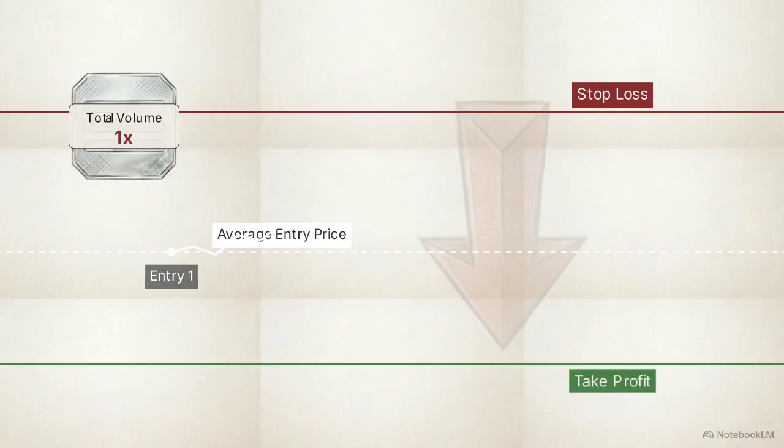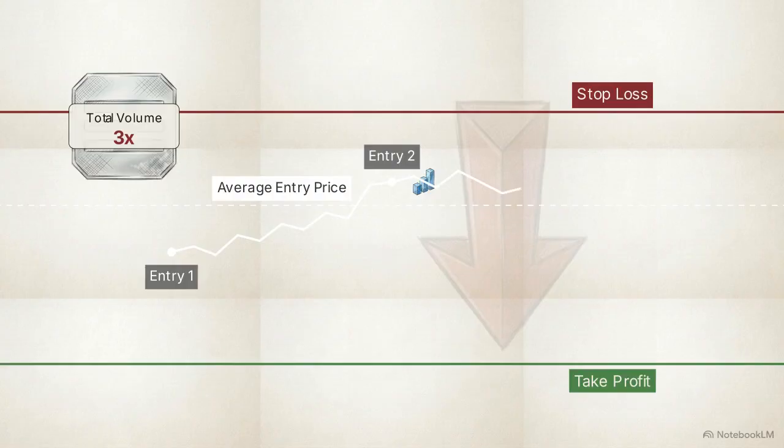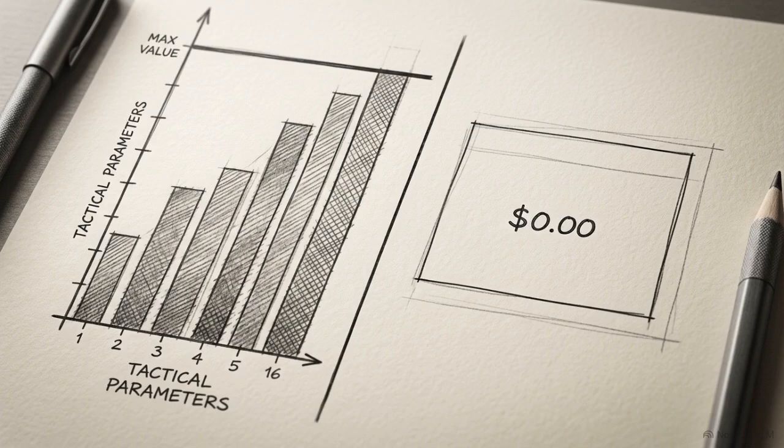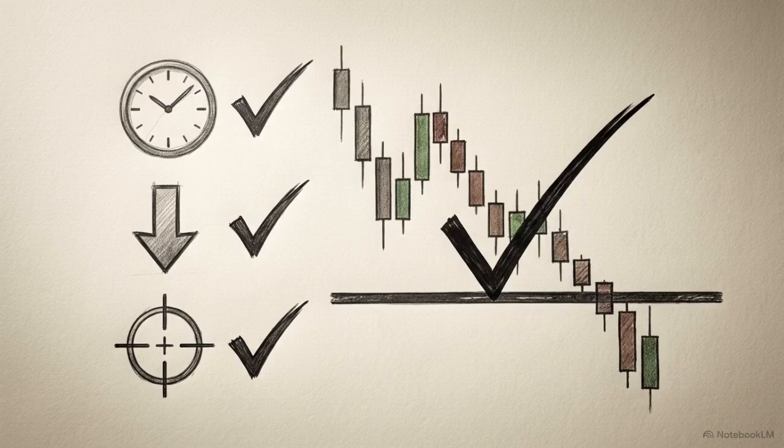Adding volume at these pullbacks improves the average entry price of the overall trade. This creates a path to reach the profit target or the break-even point, even if the market does not immediately move in your favor. The process is complete.